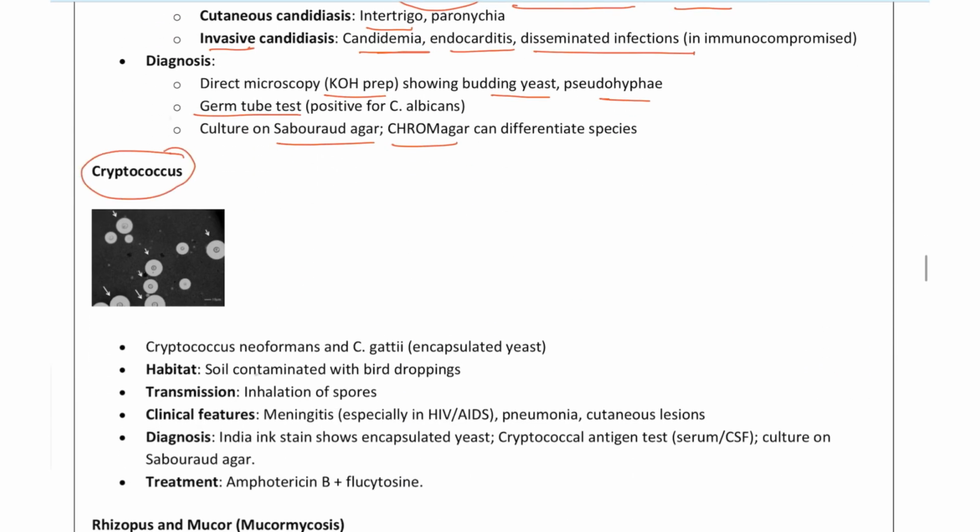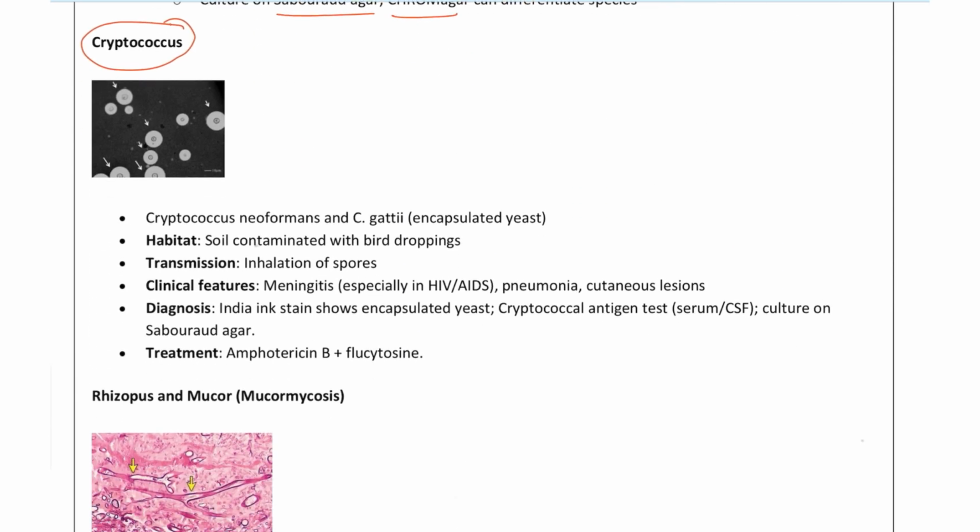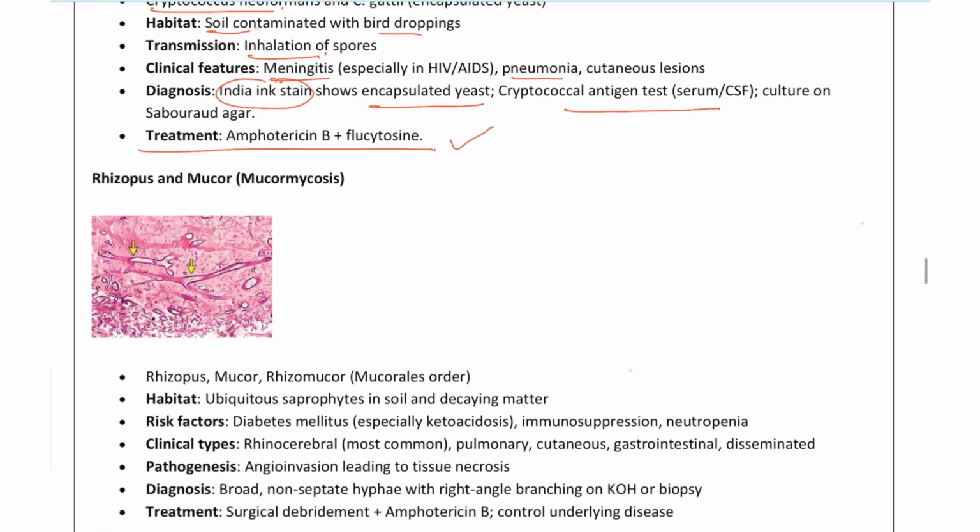Next, Cryptococcus. Cryptococcus neoformans is most commonly due to soil or inhalation of bird droppings. In the immunocompromised, meningitis and pneumonia are common. India ink stain will show the capsulated fungi in the CSF, or in the serum you are going to see a positive cryptococcal antigen. What is the treatment? Amphotericin B with flucytosine will be given. This question has also been asked in the examination previously.